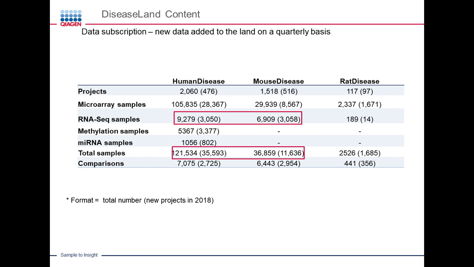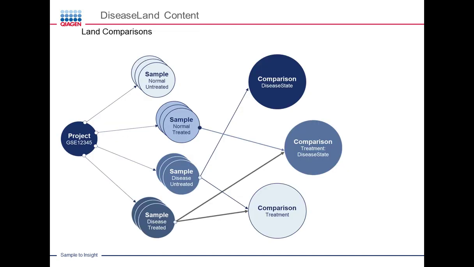What I'm showing here in these numbers is the total number of projects that are in each database, and then within parentheses are the ones that were added within this year. Again, just to emphasize the concept of data subscription and the fact that these databases are increasing continually based on customer-driven requests.